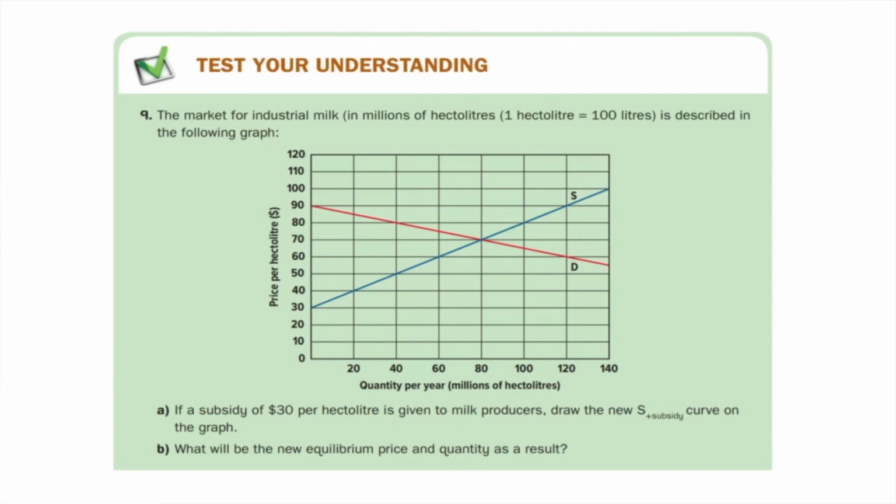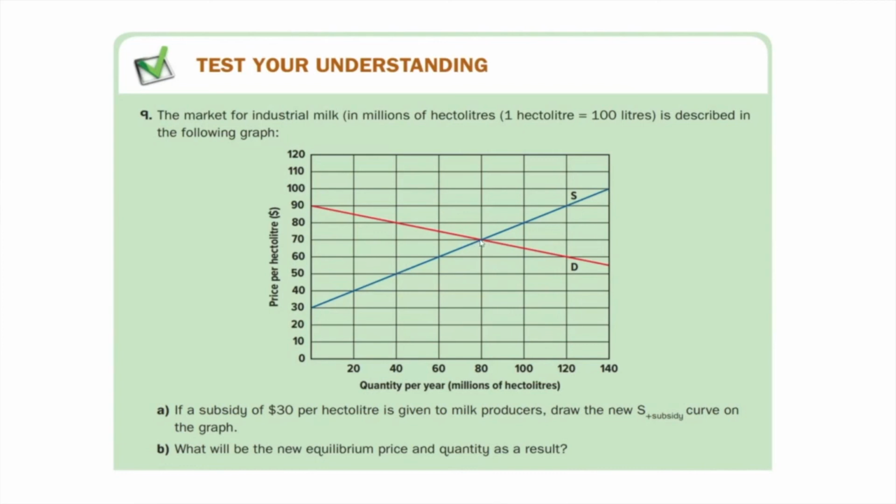Looking at this particular example here, test your understanding: the market for industrial milk, and now industrial milk is milk that's used to make cheese and ice cream and stuff like that, in millions of hectoliters, is described in the following graph. So here we've got a standard graph that shows, okay, here's the demand, and you can see as the price goes down, more and more is demanded. Supply, same thing, or the opposite thing. As the price goes up, more and more is supplied.